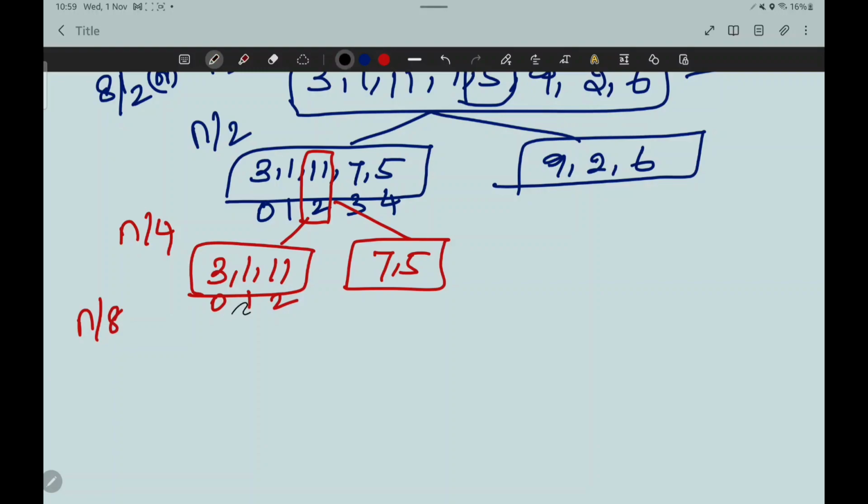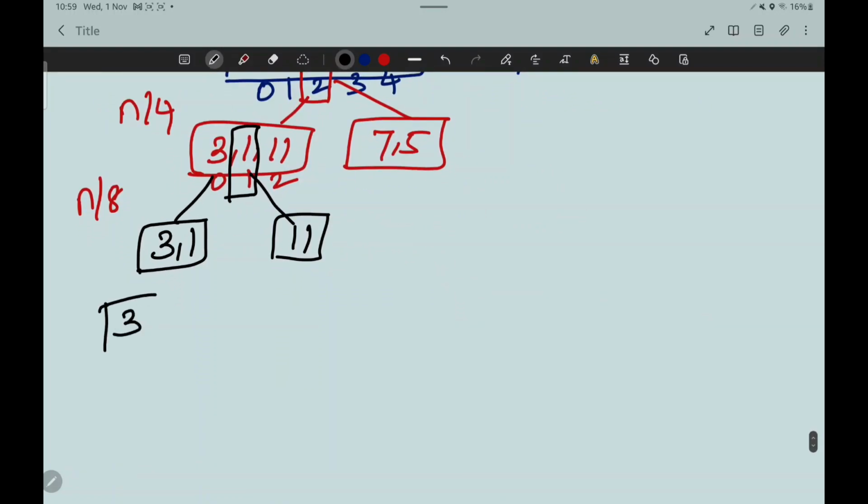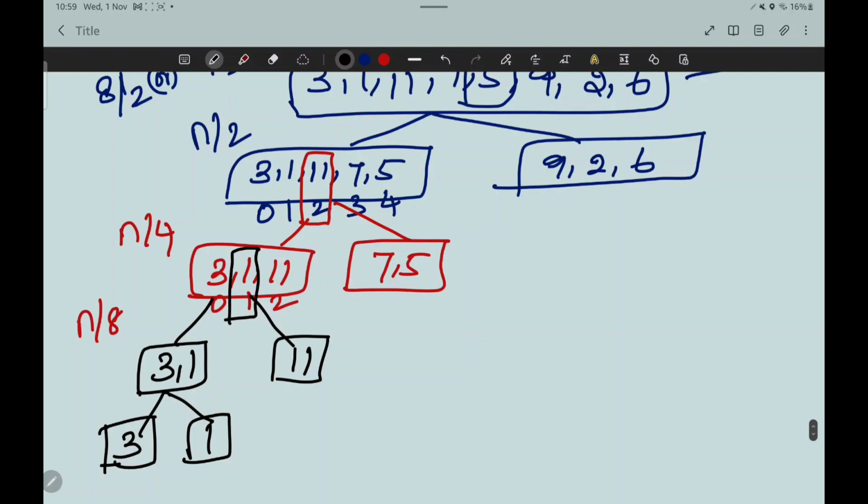Okay, so now 3, 1, 11. So, here the mid element is 1. Therefore, the element is divided up to 1. 3, 1 is one of the set and 11 is the another set. Similarly, 3 and 1 are divided into single sets. So, the same process should be followed for all the subproblem until they divide into individual or single element.